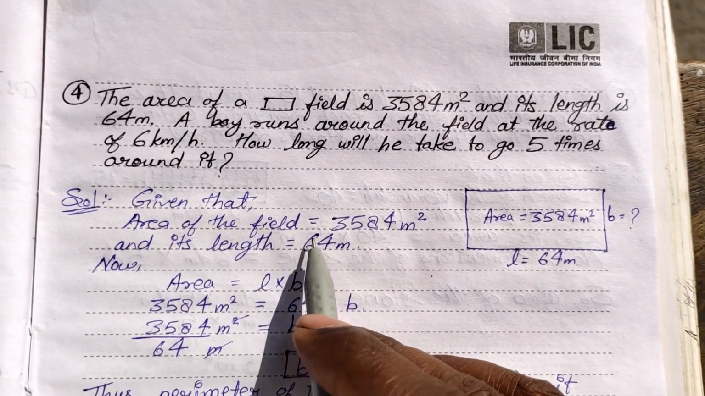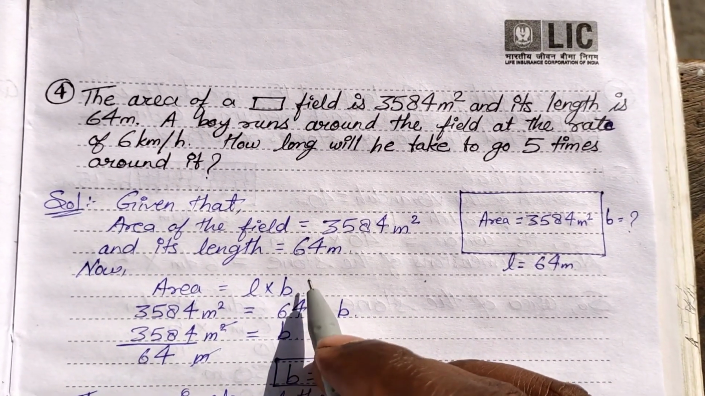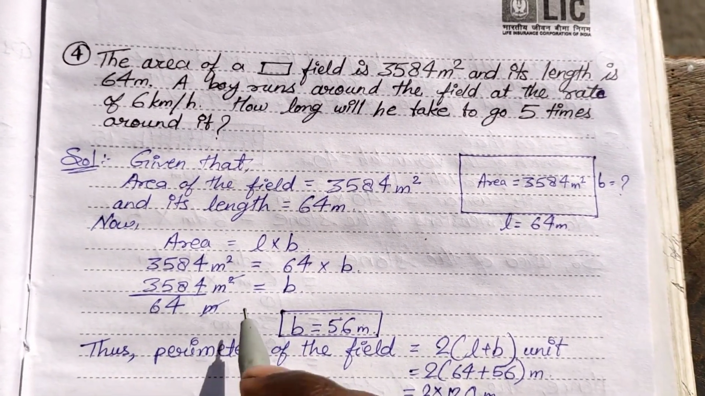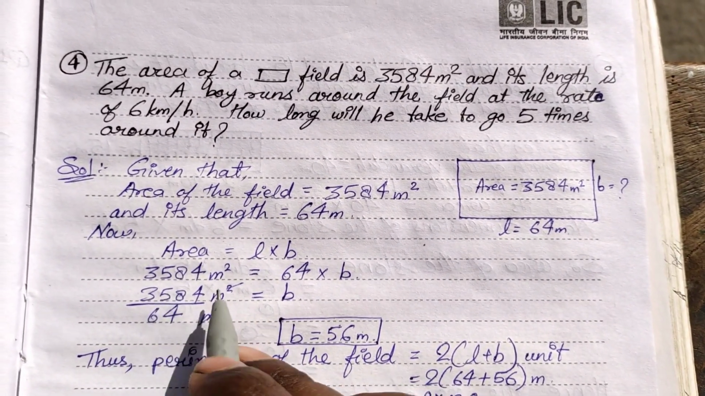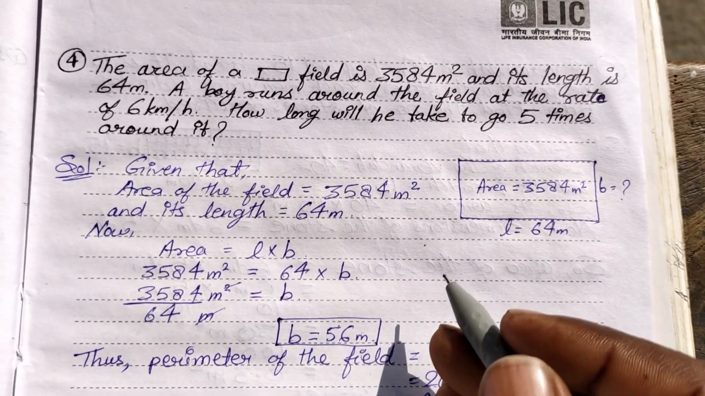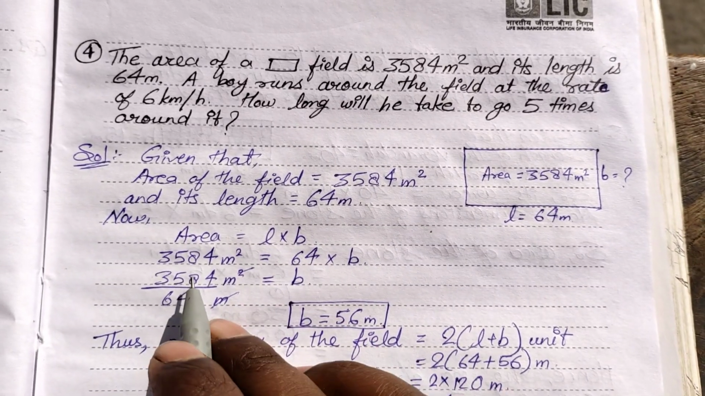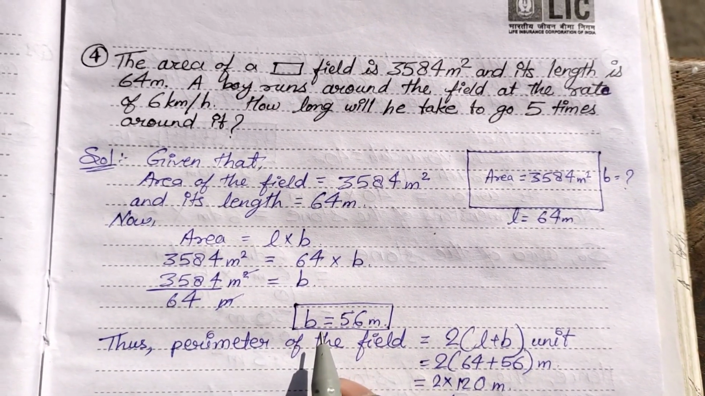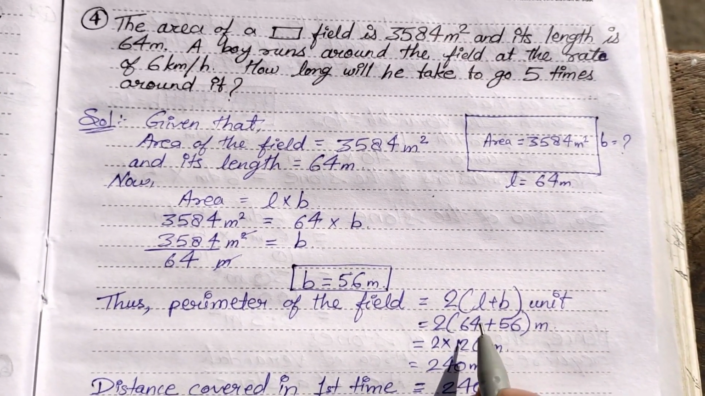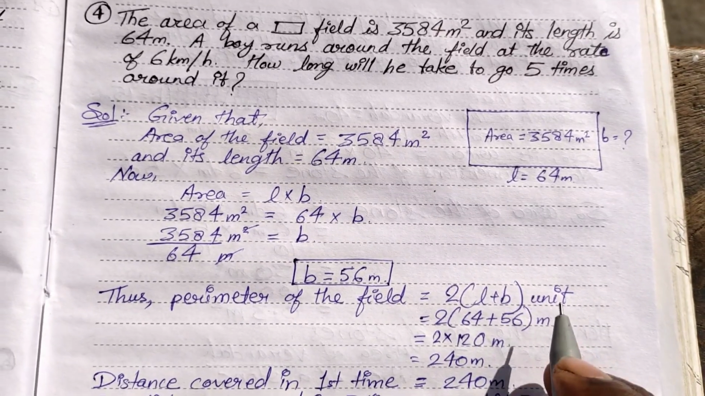Now given that area of the field is equal to 3584 meter square and its length is equal to 64 meter. Now we know that area equal to length into breadth. So put the value in the formula. Area is the value of area, value of length, and we have to find the breadth. So assume breadth is b. So transfer this 64 to the left side. We have breadth is equal to 56 meter. Thus perimeter of the field is 2 in the bracket length plus breadth unit.